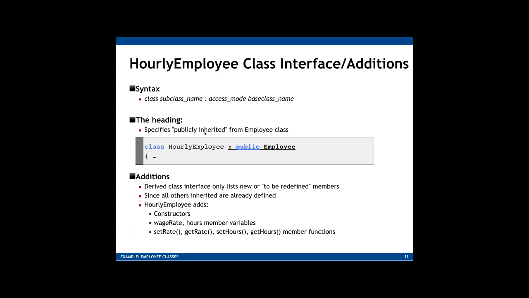So this is a concrete example for defining a derived class. Here we are defining a class for hourly employee. The class name is HourlyEmployee. And you specify the base class like this: colon and access mode, here public, and the name of the base class. If you put this line like this, the HourlyEmployee class will inherit all the properties, such as member variables and member functions, defined in the Employee class.